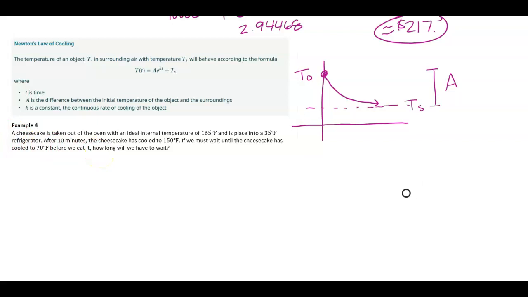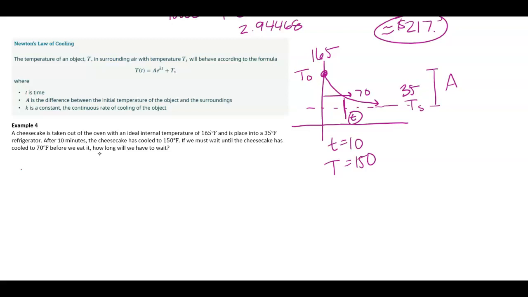So the initial temperature, it says, is 165. The refrigerator is 35. After 10 minutes, the temperature is 150. If we have to wait until 70 degrees to eat it, how long do we have to wait? So how long, if we got to wait until 70? What is that time? What does that look like?